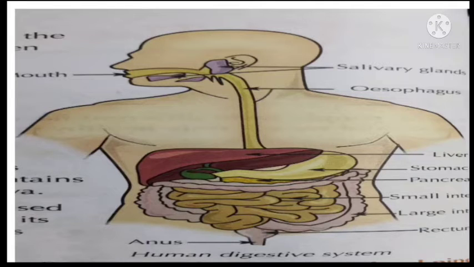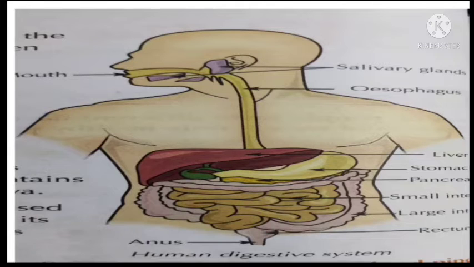Next is the tongue. It is a muscular organ in the mouth which is used for tasting and swallowing. Thousands of taste buds are present on the surface of the tongue, and these taste buds help us to identify different tastes like sweet, sour, salty and bitter.